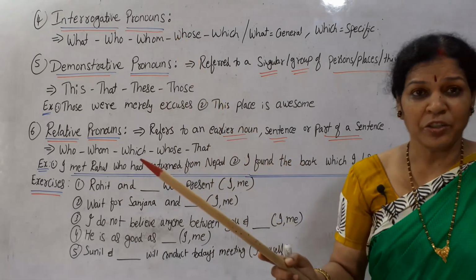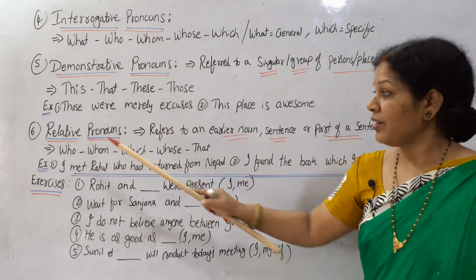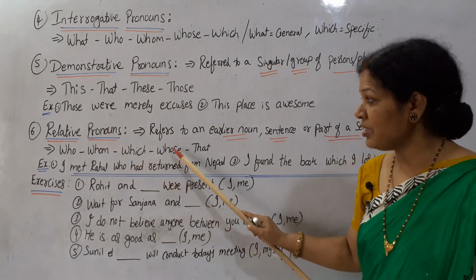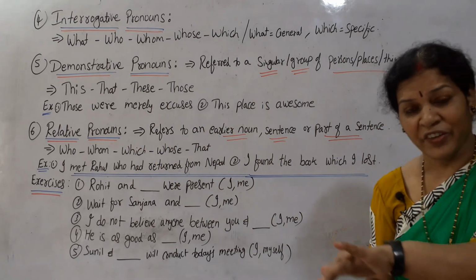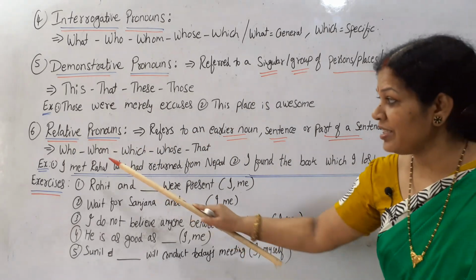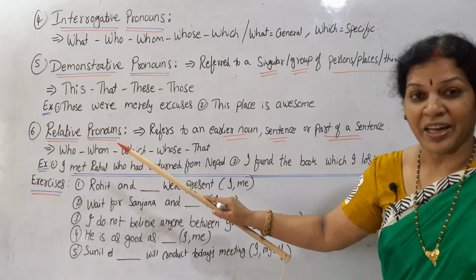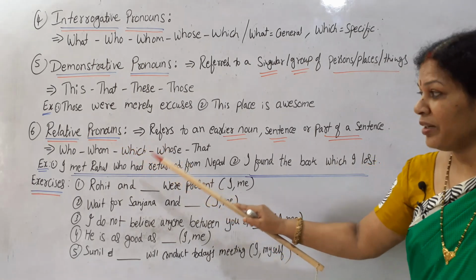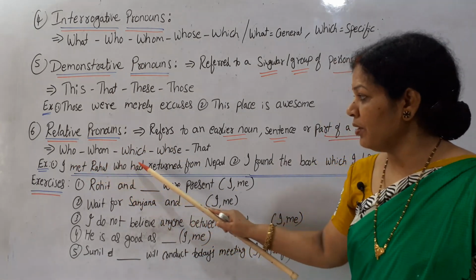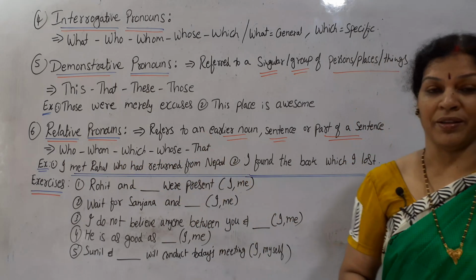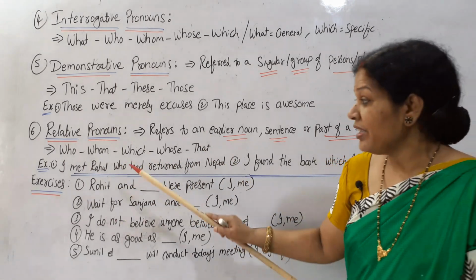Now interrogative means you are asking a question with this. Relative pronoun: here we are using this, but it refers to an earlier noun. Already a noun is there, referring to that, not starting with this word. Who is your best friend? We are not taking that kind of sentences. Through an example you will have more clarity. Now see here: I met Rahul who had returned from Nepal.